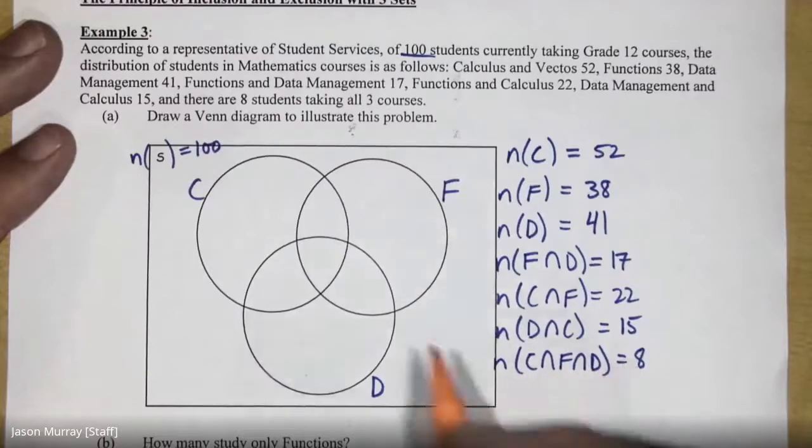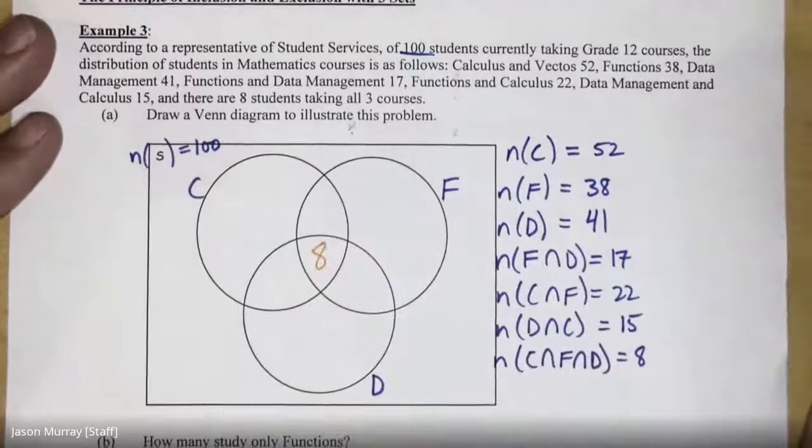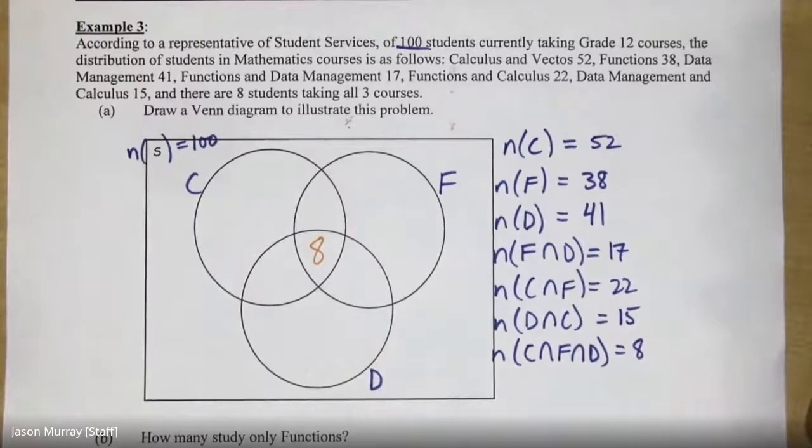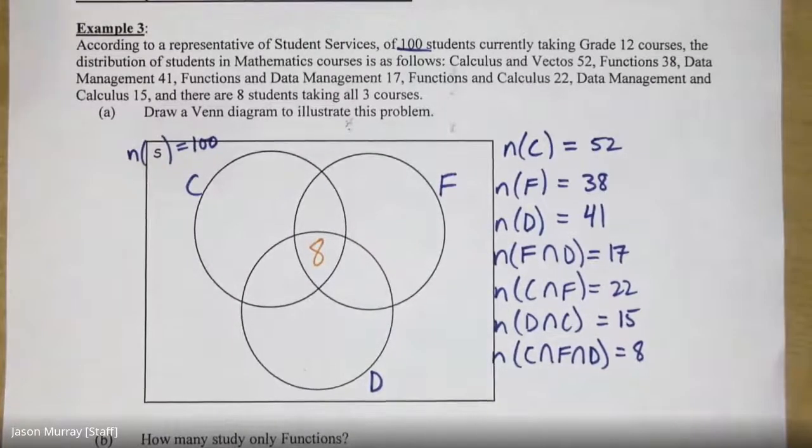In this center, we have calculus and functions and data, there's 8. So we're going to start with 8 in the middle. That's a great place to start. Okay, what should we do next? How else should we fill this out? Gavin? For all the ones that have 2, like F and D, C and F, D and C, subtract 8 from all of those and then put those in their respective intersection boxes.